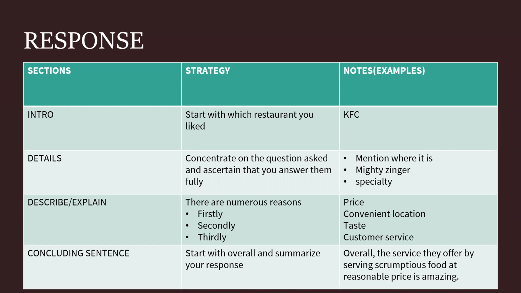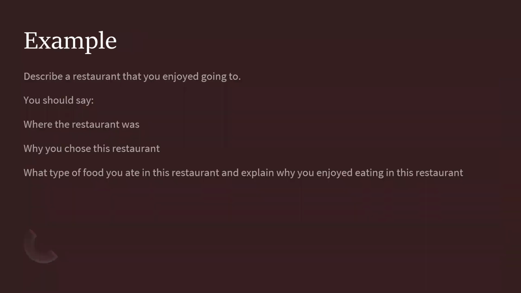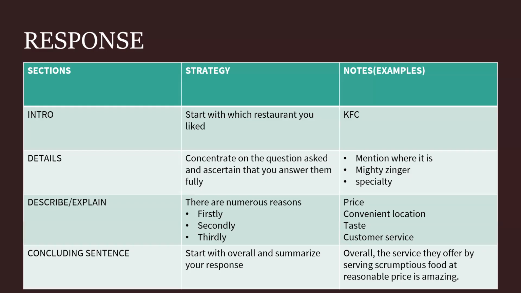So firstly, you can divide into intro. Sections can be introduction, details, describe or explain, concluding sentence. So for the introduction, what will your strategy be? Going back to the question, I'll describe a restaurant that I enjoyed going to. So the strategy is to start with which restaurant you like. You're going to mention that the restaurant that you like going to was KFC. This is your introduction. And you will make notes. What you will write in your notes is KFC.